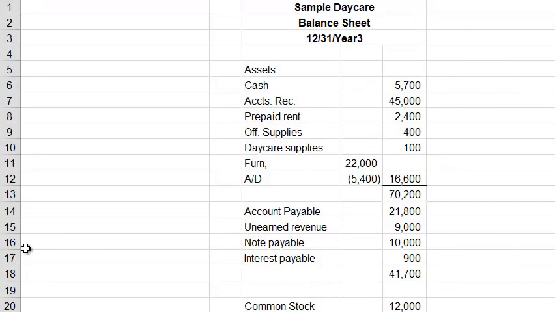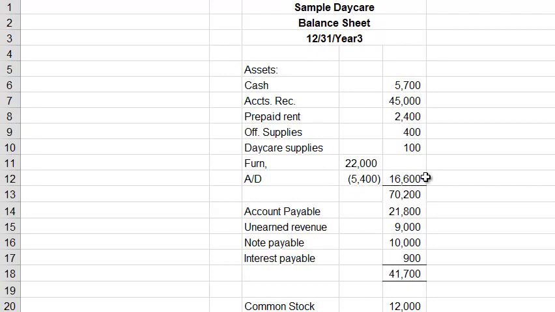Okay, well, here's the balance sheet, or the statement of financial position for Sample Daycare. Notice the simple dating. It's just got the date, the at or as of, the end of whatever the accounting period happens to be. We see a listing of all the assets with a grand total of $70,200. We're showing here the net book value of the furniture at $16,600. We've taken the acquisition cost and subtracted the accumulated depreciation. This is a negative because it's a contra asset.